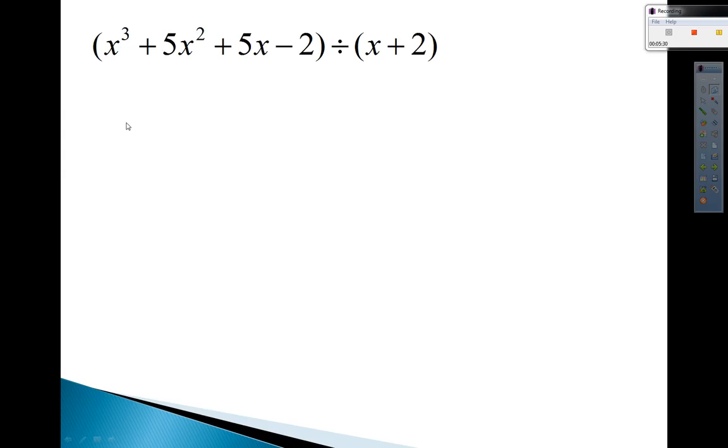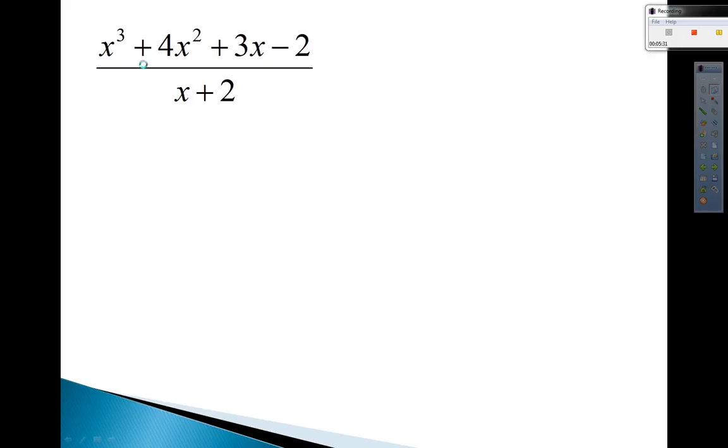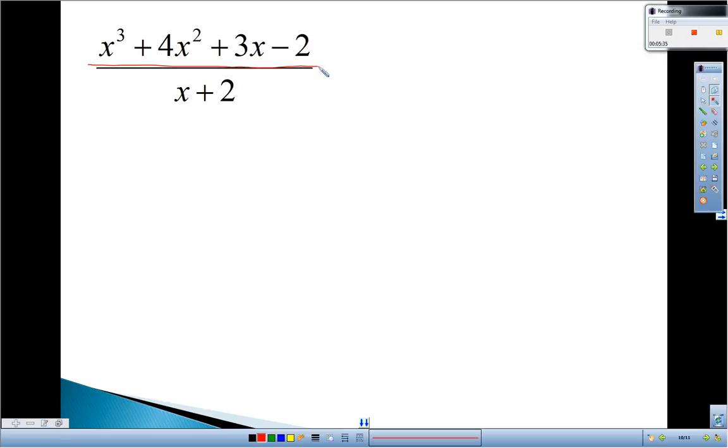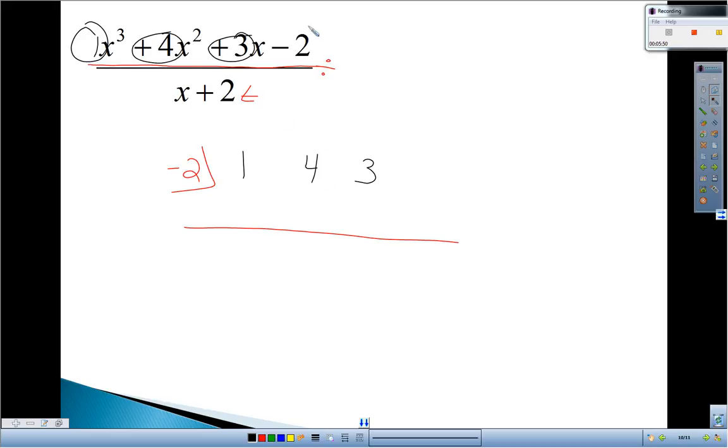Alright, for the last one, if you remember in elementary school, if you have 10 divided by 2, that's the same thing as 5. If you have 10 over 2, that's also 5. So this symbol represents division. So if you have a problem that looks like this, just know that this symbol stands for division. So here's my linear binomial. It's going to go inside the box, but do the opposite, so it's going to be negative 2. Then take your coefficients: 1, 4, 3, and negative 2.